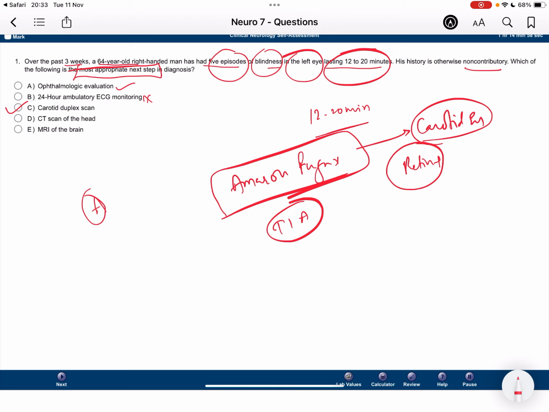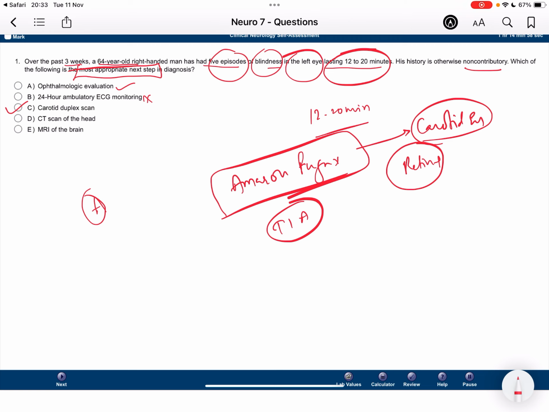Another most important cause or differential diagnosis for amaurosis fugax is possibly temporal arteritis. But when the examiner is talking about temporal arteritis, you will have to remember that temporal arteritis usually presents with jaw claudication or headache with labs showing raised ESR. Obviously, for temporal arteritis, it is the biopsy that is the investigation of choice, and high dose steroids need to be started in order to prevent the blindness.